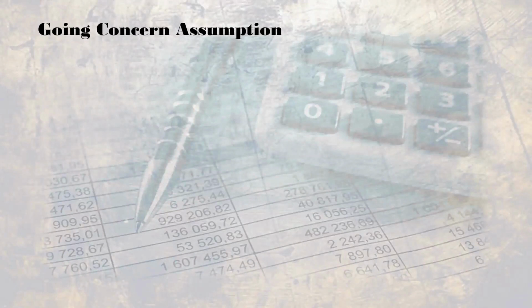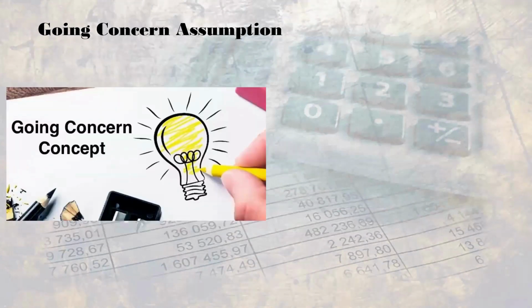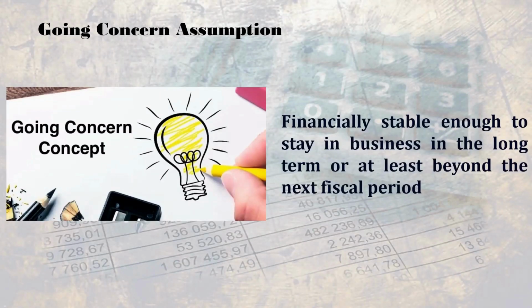Third one, going concern concept. As usual, everyone knows about the going concern concept. That means the value should be there in the long term. That is called the going concern concept. Financially stable enough to stay in business in the long term, or at least beyond the next fiscal period. So that means our business should be sustained for a long time. It should not close within a short time. At least it should last 2 years or 3 years, the next fiscal year. That is the going concern. The business should increase day by day.